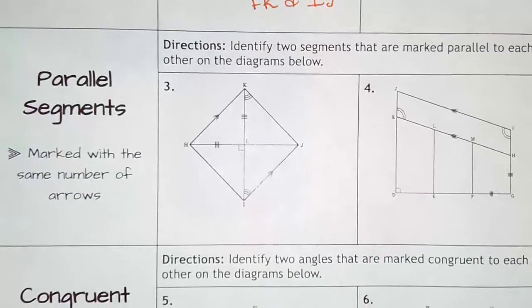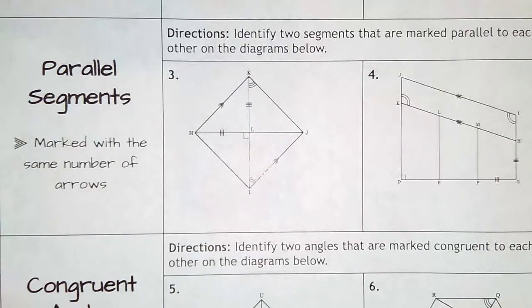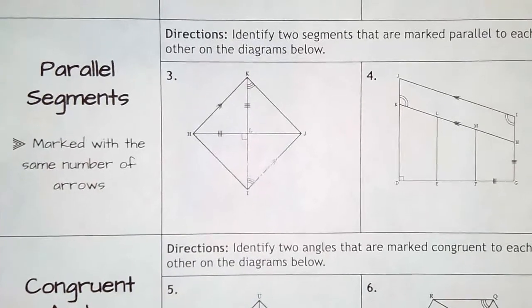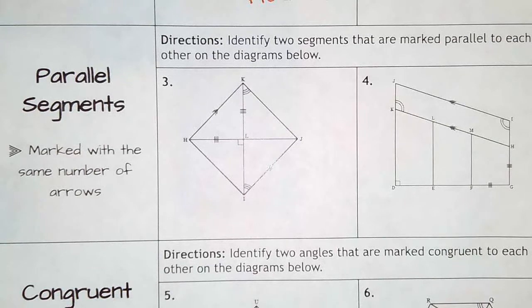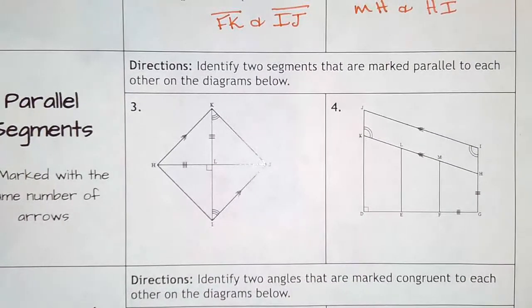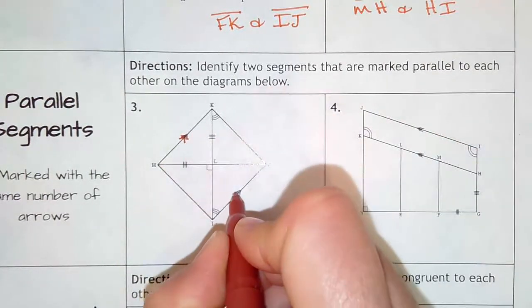Okay, next thing we need to talk about is parallel segments. Parallel, we know that lines run the same direction. They're angled the same. They'll never touch. And they're going to be marked with the same number of arrows on them. It says identify 2 segments that are marked parallel to each other on the diagram below. So we've got arrows, and we've got 2 here and also 2 here.